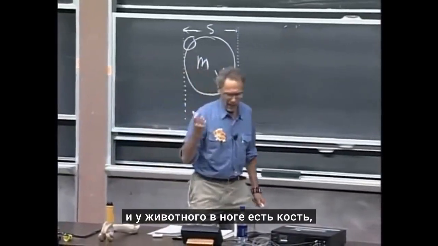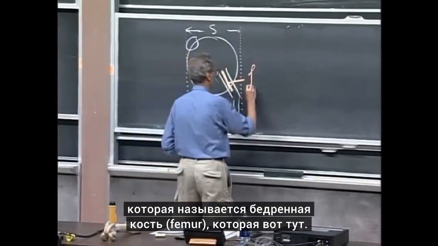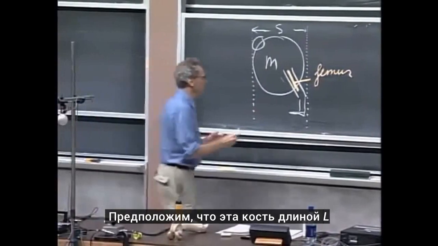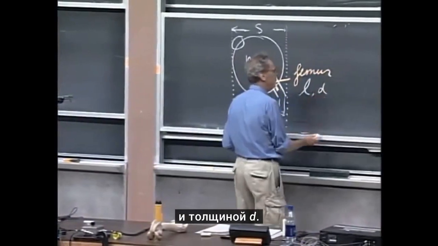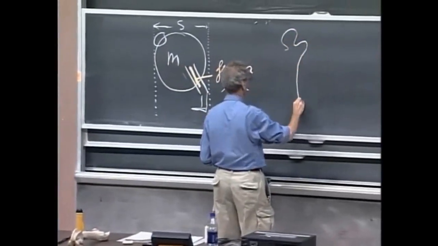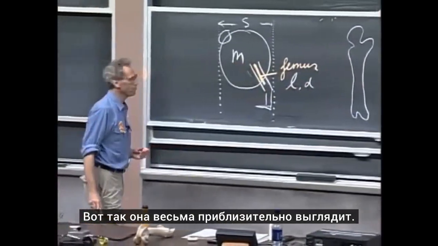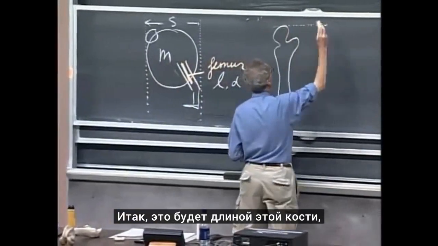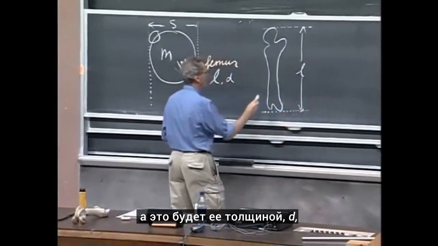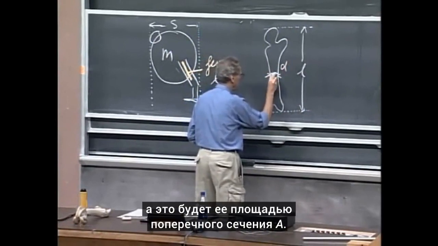And this mammal has a thigh bone, which we call the femur, which is here. And the femur, of course, carries the body to a large extent. Let's assume that the femur has a length L and has a thickness D. Here is a femur. This is what a femur approximately looks like. So this would be the length of the femur. And this would be the thickness, D. And this would be the cross-sectional area, A.